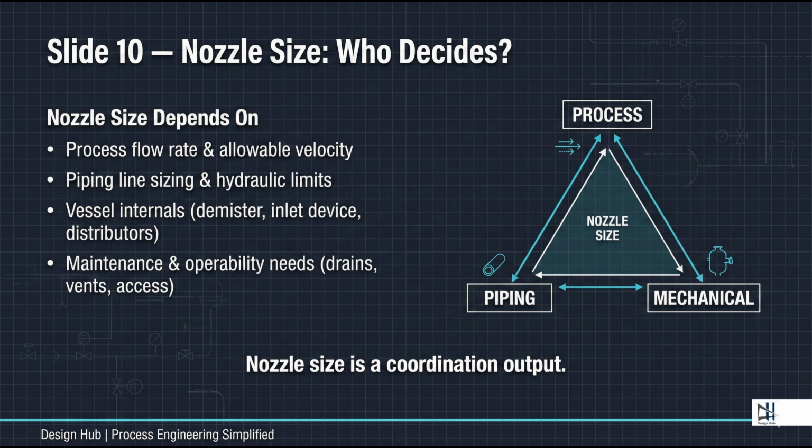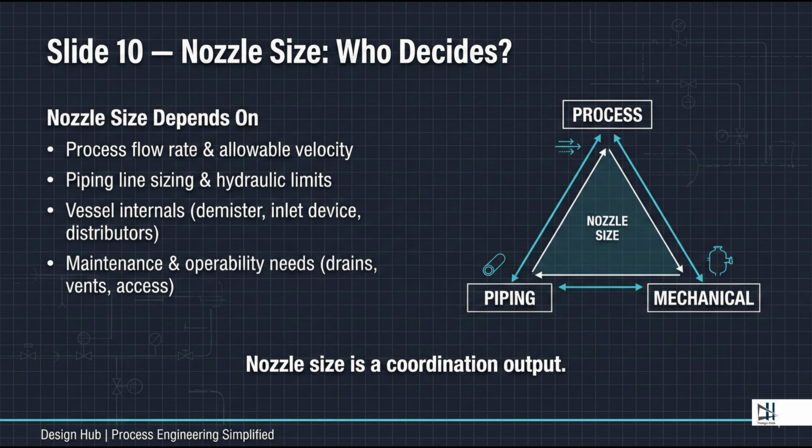First, process drives the size based on flow rate and allowable velocity. For example, if a gas outlet nozzle is too small, gas velocity increases, which can cause liquid carryover and upset your separator performance. If a liquid outlet nozzle is too small, you create high velocity, erosion, and control valve instability.